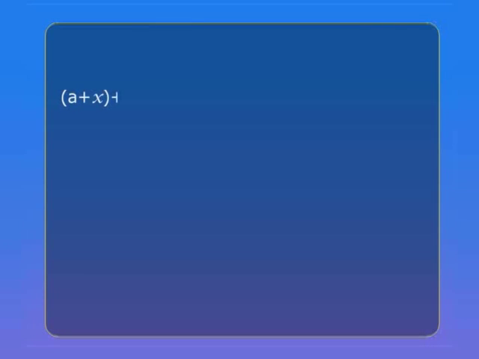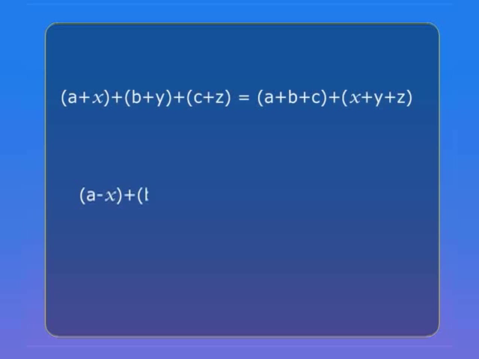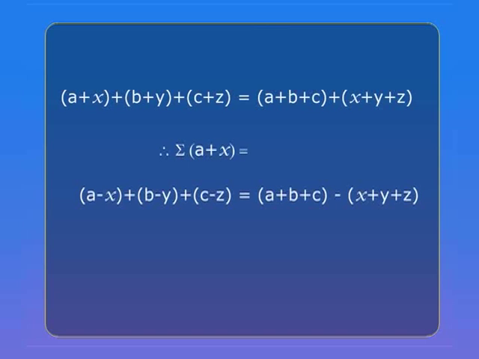Now can we say that every symmetric function is also cyclic? Of course we can. Therefore, the sum, the difference, the product and the quotient of two symmetric functions is also symmetric. Now that you are aware of these expressions, it is time we learnt about the summation sign and its properties. As we know, a plus x plus b plus y plus c plus z is equal to a plus b plus c plus x plus y plus z. And also, a minus x plus b minus y plus c minus z is equal to a plus b plus c minus x plus y plus z. Therefore, sigma (a plus x) is equal to sigma a plus sigma x. And sigma (a minus x) is equal to sigma a minus sigma x.